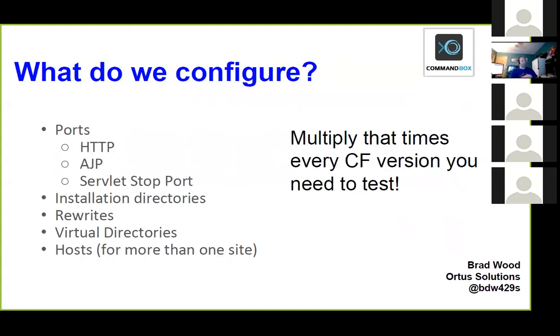Then we have to configure all these things, right? The ports, HTTP, AJP, installation directories, URL rewrites, virtual directories, all of our hosts. And if you're doing testing, we have to do everything in this list, again, for every single version of Cold Fusion. And I know a lot of you guys have probably had to deal with multiple versions of Cold Fusion and or Lucee and or Railo installed on your machine at the same time, and it's a pain.